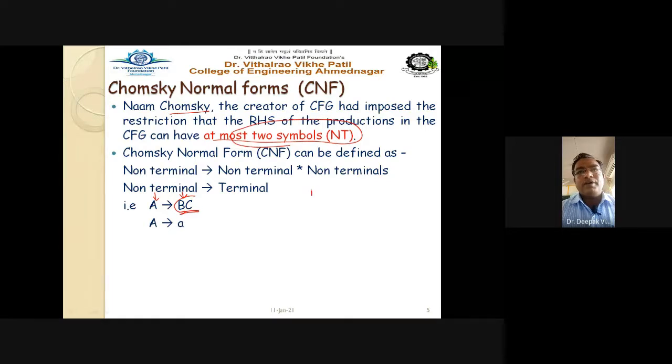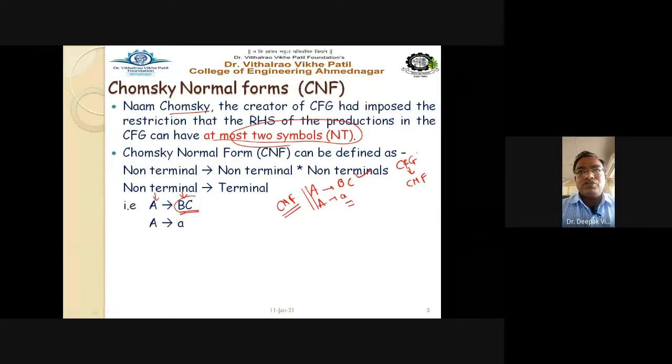So if I have A gives BC, then yes, it is correct; it follows the norms. And A gives a small a, only one terminal, then yes, I can say it is in the Chomsky normal form, or the given CFG is in CNF. Now remember this: CFG into CNF.